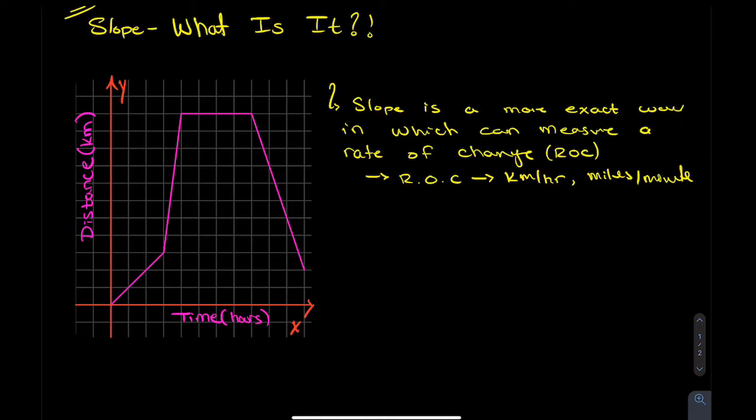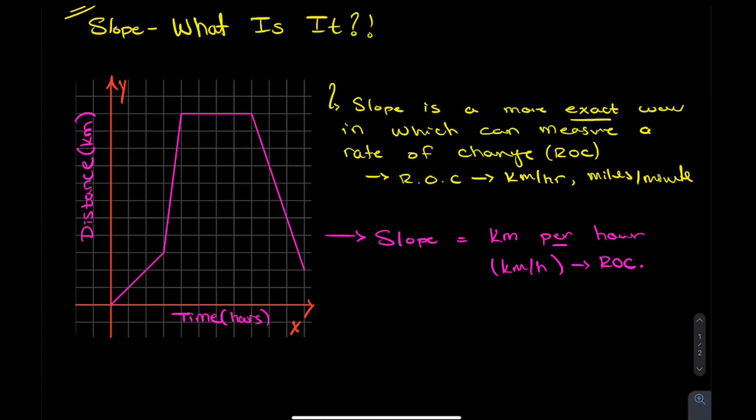So slope, I wrote it here for my past note, which never recorded. We can say that slope is a more exact way, so emphasis on exact, that we can measure a rate of change, or we can measure how something is changing with respect to another thing. So in this case, if you look at the graph over here, we're measuring a driver's change in distance versus their change in time. So we're measuring the rate of distance over time, in this case, kilometers per hour. So the slope here is in kilometers per hour, and that is also known as the rate of change.